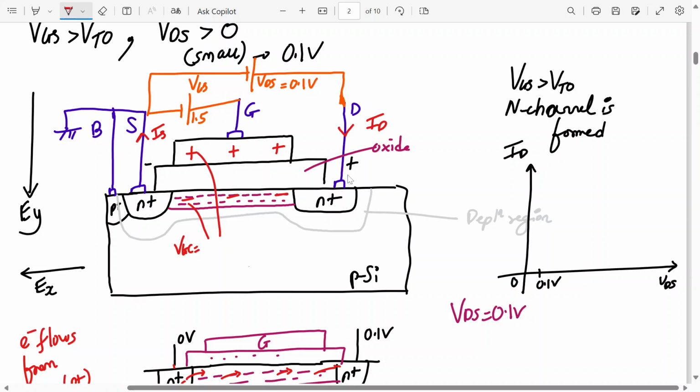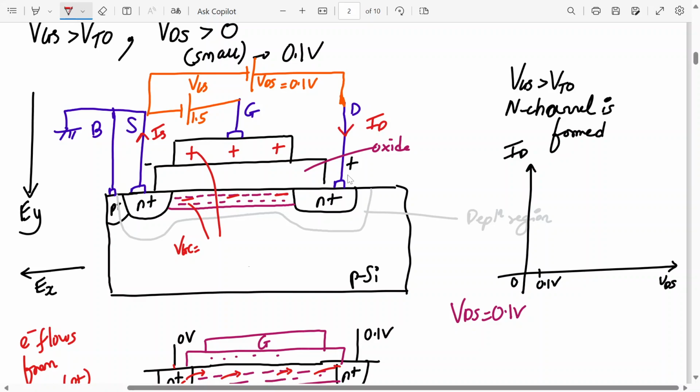Hello? 1.5, right? Yes or no? Yes. And how much is the channel voltage? That is, source voltage, how much is it? How much voltage is required?